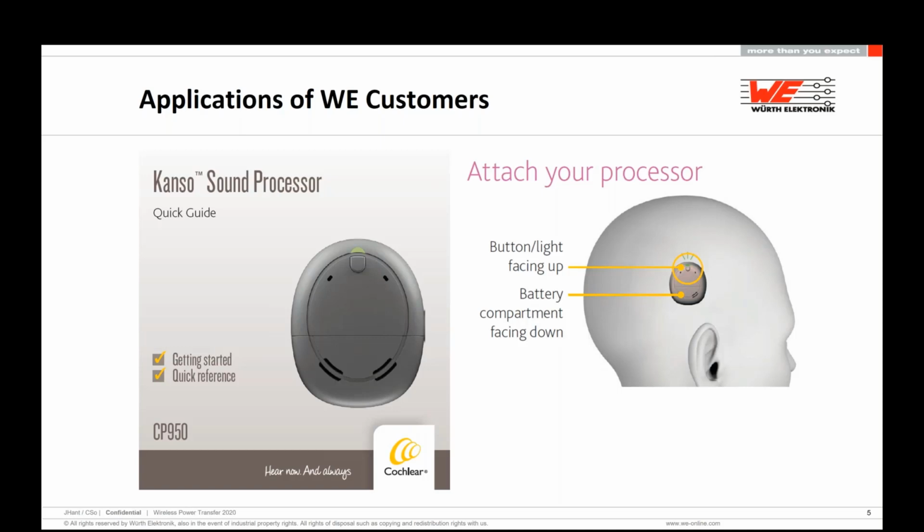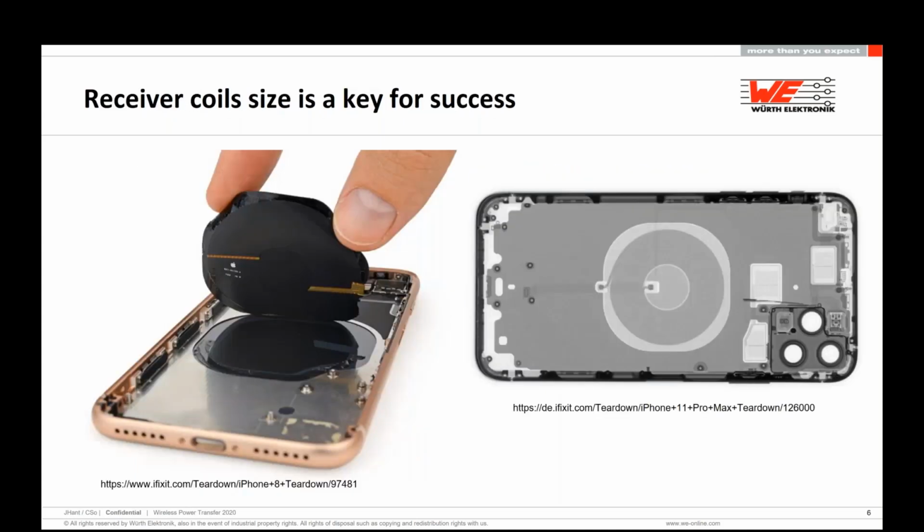But also the consumer branch is important, for sure. In this case, as an example, we have the iPhone 8 and the iPhone 11 here, some pictures. As you can see, the size of the coil is a very big key for the success. From the user experience, we don't want to search for the charging point if I would like to charge my mobile at the charging station. No, I just want to put it on top. It should be charging immediately. And how does this work and how can we get a very good performance?